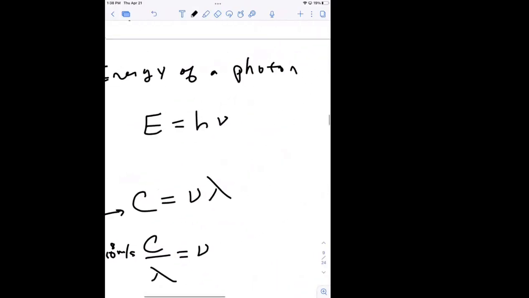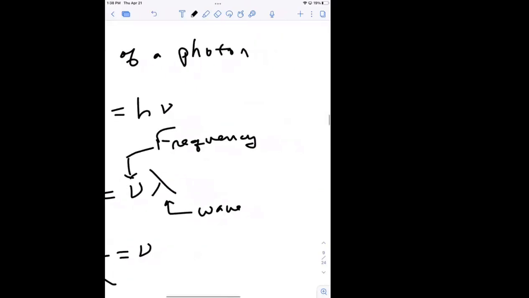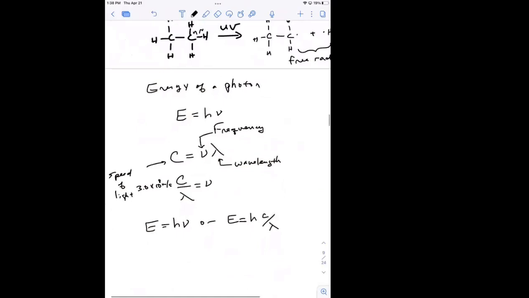Right? And then nu is the frequency, and lambda is wavelength. So you can have any of those two values and figure out what the energy of a particular photon is, because it's going to be associated with some type of electromagnetic radiation. It's not always going to be visible light.